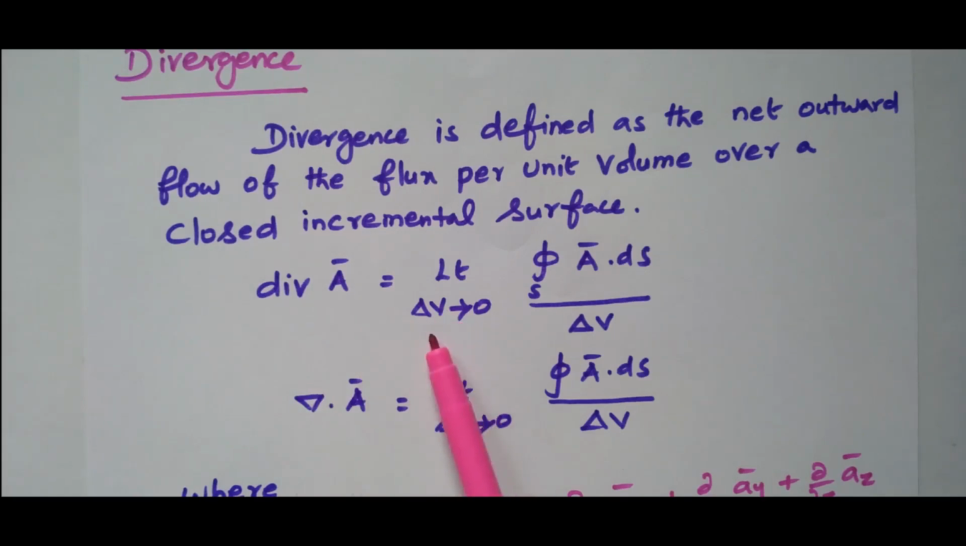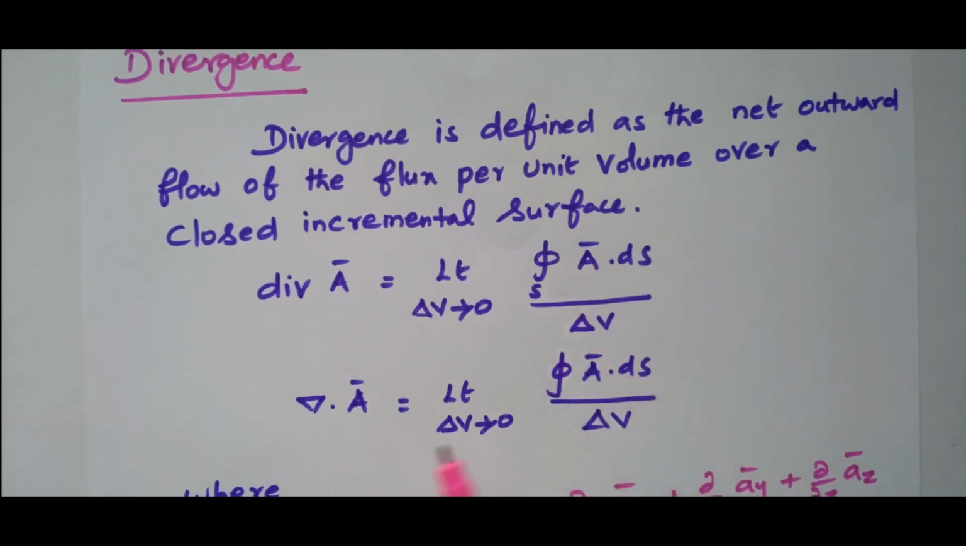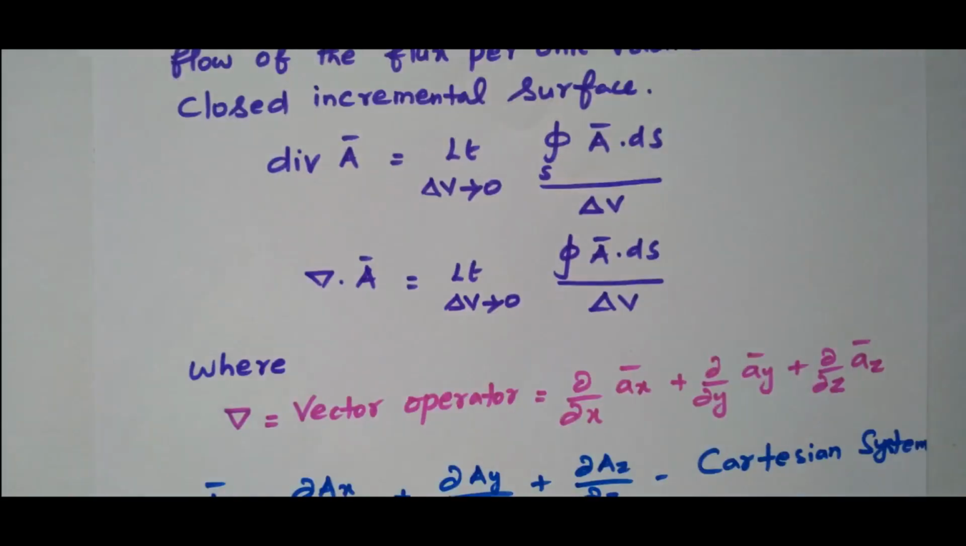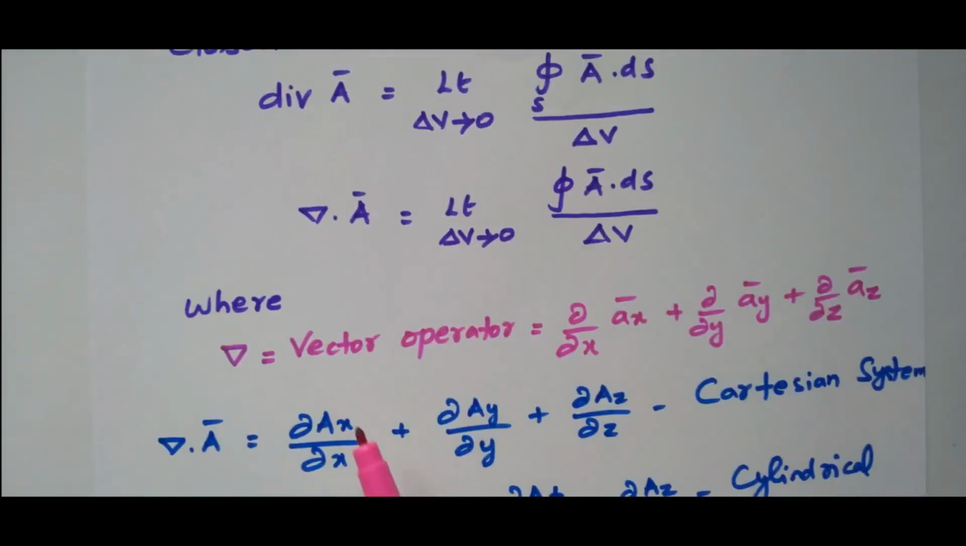Divergence of A equals the limit as the volume tends to 0 of the surface integral of A dot ds divided by dV, the net outflow of the flux per unit volume, right? So this divergence of A can be represented as del dot A. This symbol is del. So we'll go into the del operator. It is given as dou by dou x plus dou by dou y plus dou by dou z. It's a partial differentiation. The del operator is nothing but a partial differentiation.